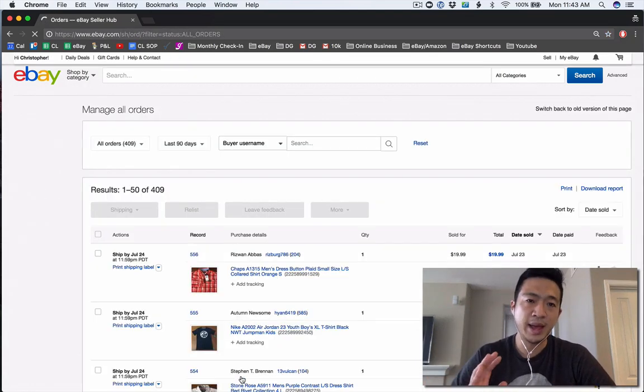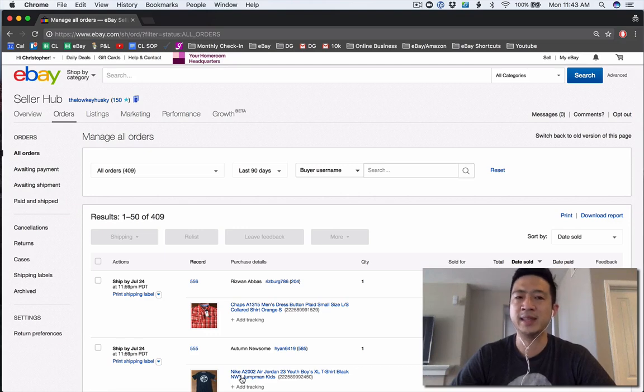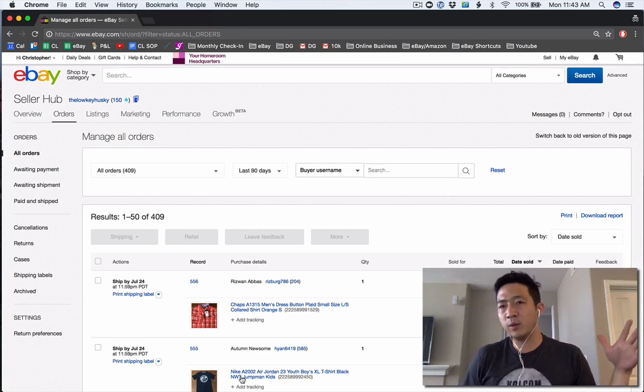So I have 409 items sold over the last 90 days, which is roughly 125 to 130 items per month. So if you divide that by 500 items listed, you get a number of around 25% sell-through rate. Now, this store actually has a higher than 30% sell-through rate because when I started this 90 days ago, it actually had 0 items in it. So it's been growing relatively fast.